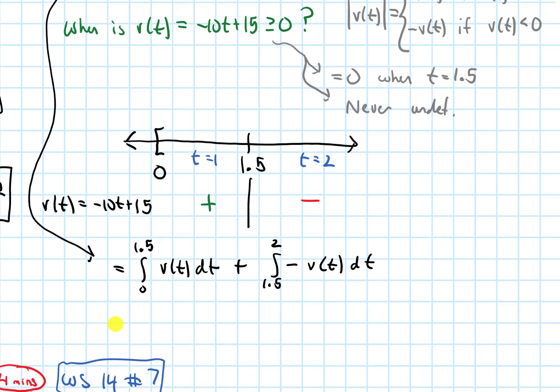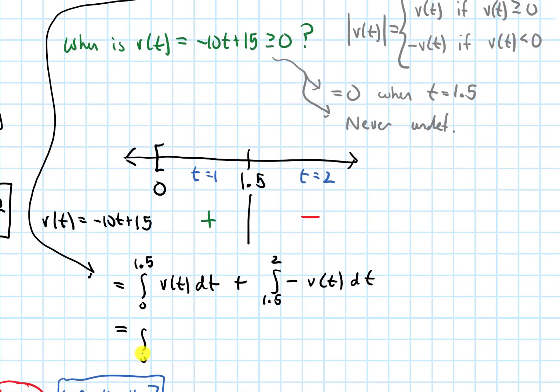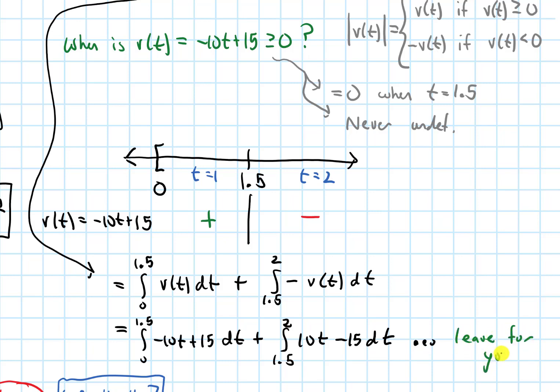Okay, so now let's go ahead and plug in our velocities. We get the integral from 0 to 1.5 of our velocity function, negative 10t plus 15 dt, plus the integral from 1.5 to 2. When I do the negative of velocity, it'll switch these signs, and I'll get positive 10t minus 15 dt. From here, it's just doing an antiderivative and plugging in. So I'm going to write dot, dot, dot, and the rest I'm going to leave for you as an exercise. From here, it's not bad.